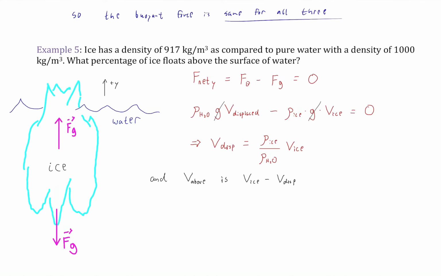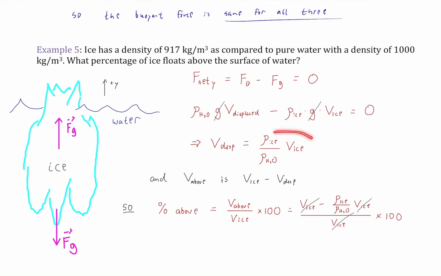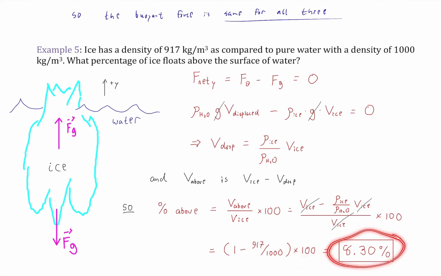And so then the volume above is the volume of the ice minus the volume displaced. And so percent above is then just going to be volume above over volume ice times 100. And then we just replace the volume above with volume ice minus volume displaced. Volume displaced, we know, has this form here, which means the volume of the ice cancels out. So we end up with this lovely expression, and it's just going to be 1 minus 917 over 1,000. 917 density of ice, 1,000 density of water, and then to change it to a percent we just multiply by 100, and we get 8.3%.